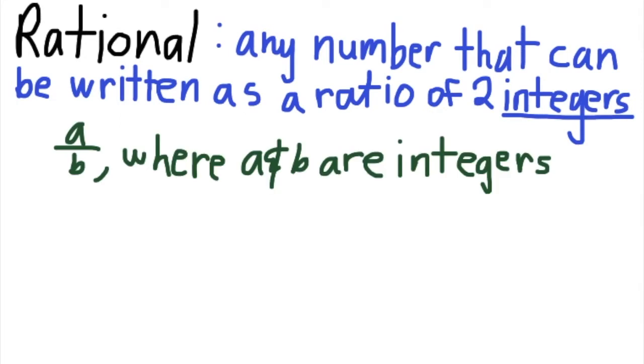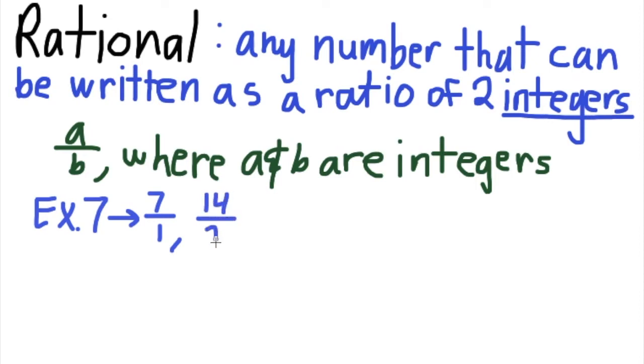If you do not know what an integer is, please look at the previous video on natural numbers, whole numbers, and integers. An example of a rational number is 7. 7 is a rational number because it can be written as a ratio of 7/1, where 7 and 1 are integers, or 14/2, where 14 and 2 are integers, or 21/3, where 21 and 3 are integers. And you can do so on and so forth.